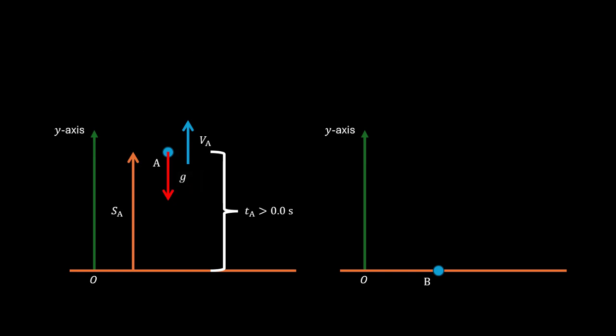Because the acceleration is constant, we are able to use one of the equations for uniformly accelerated motion, which we can write as S subscript A equals U subscript A t subscript A plus half a subscript A t subscript A squared. This equation is a vector equation and we can apply it consistently with the direction of our y-axis.